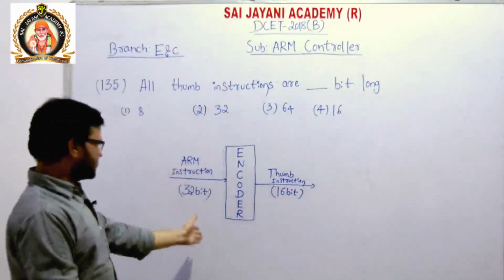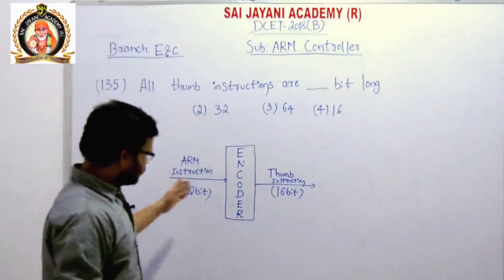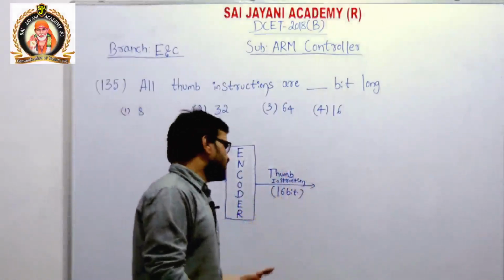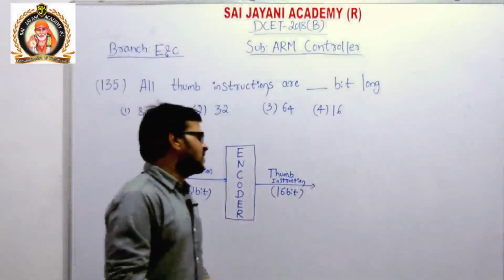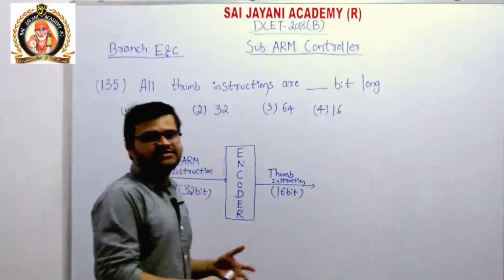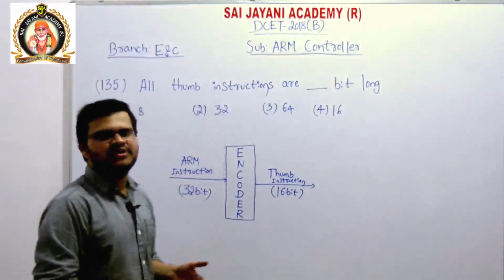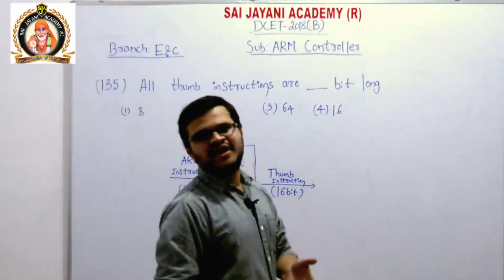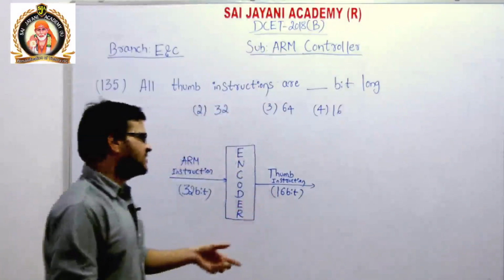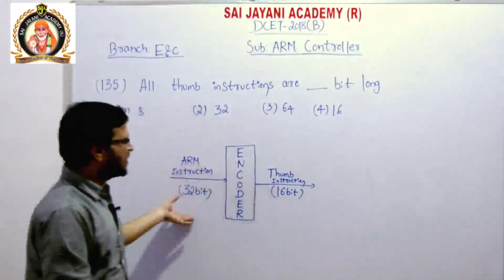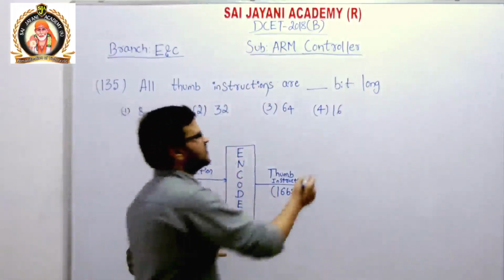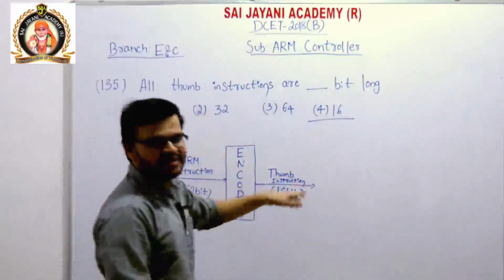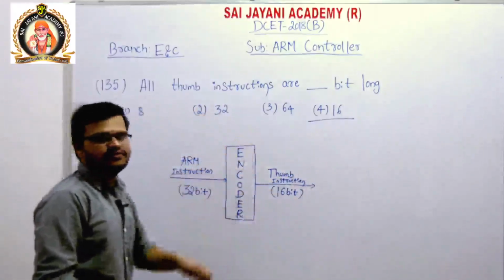When you apply an ARM instruction, which is 32 bits long, to the encoder, the encoder encodes the ARM instruction into a 16-bit thumb instruction. This 16-bit thumb instruction is very powerful. It occupies less memory and less space compared to the ARM instruction, and it also has higher code density than the ARM instruction. So from the options, the fourth one is the right option. All thumb instructions are 16 bits long. So the right option is the fourth one, 16.